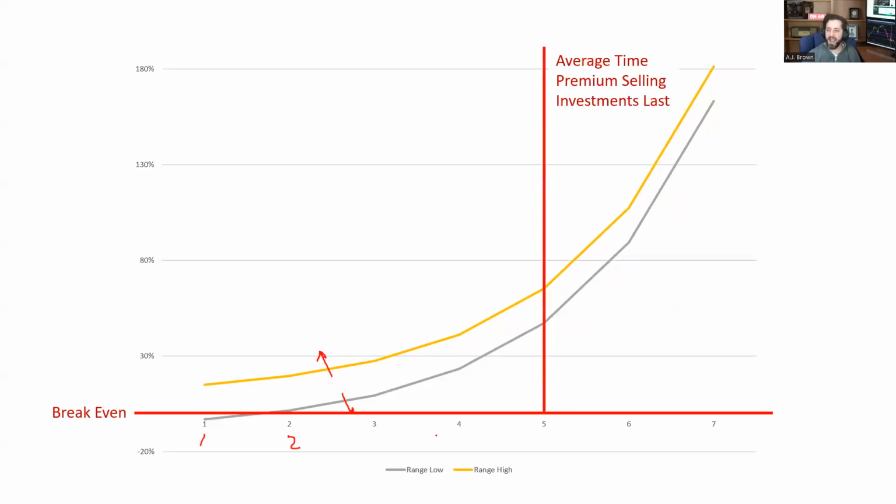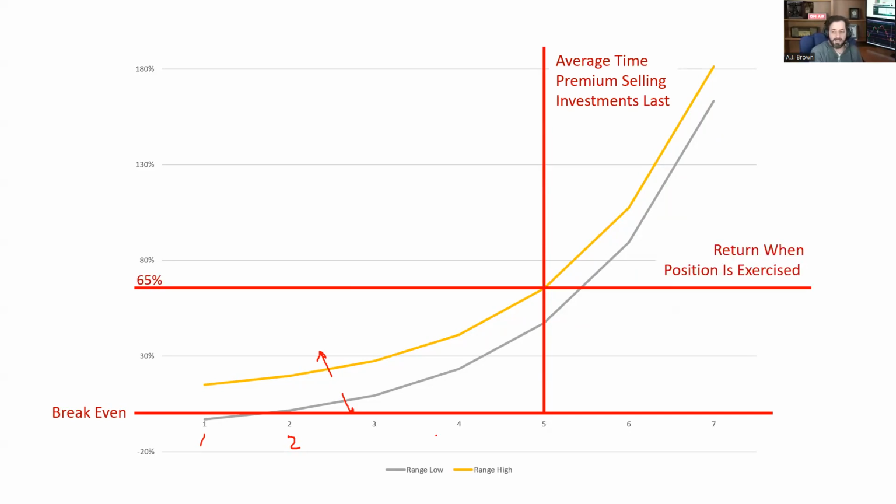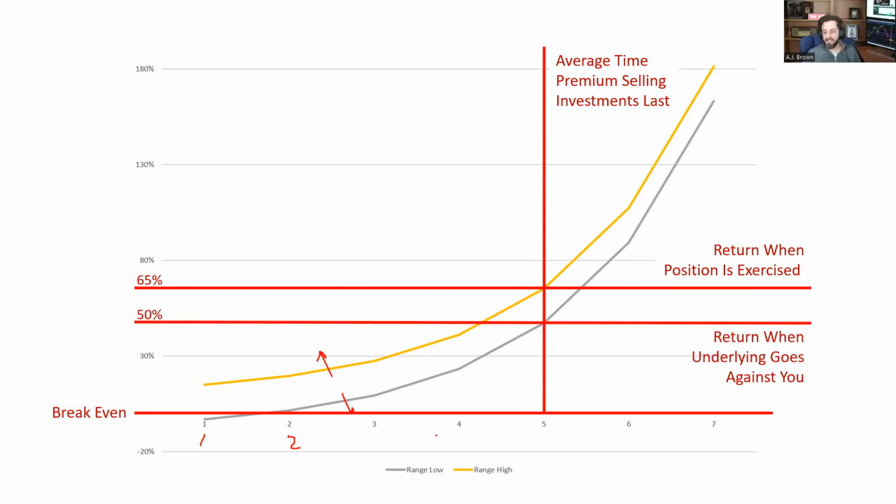In fact, if you look at the average time that our trades last, which is 5 months, if the position goes for me and I get exercised, I'm going to make 65%. If it goes against me and I get stopped out, I'm still going to make 50%. So I don't care if the stock goes for me or against me, because so long as I've been in there, I'm going to make money. That's a beautiful thing. Right here is how long it takes for the stock to become risk-free. It was between the first and second month of holding the position. So I really like these type of trades. Again, I'm trading the time passing by more than I'm trading the direction of the stock.